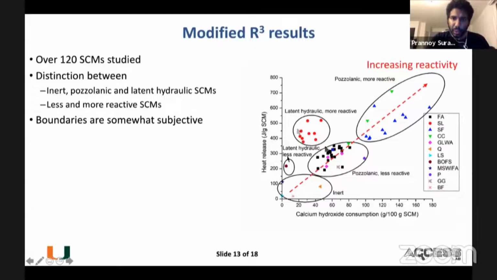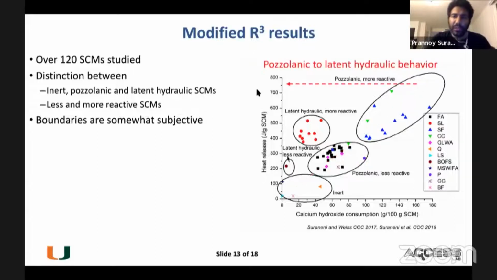And as you go in this direction or this direction, which is from right to left, the way I see my screen, you're going from pozzolanic to latent hydraulic behavior. And we actually have reasons and we can explain why all of this happens. But very simply, basically what is happening is that the latent hydraulic materials are high in calcium oxide and they don't consume a lot of calcium hydroxide, which is why they may have high heat, but they don't have high calcium hydroxide consumption.